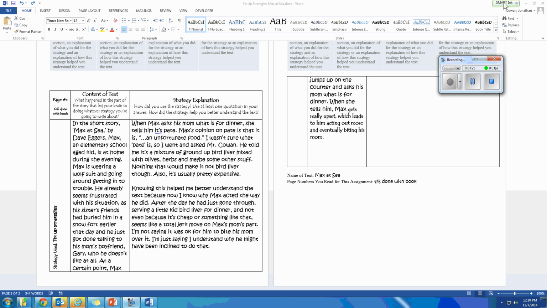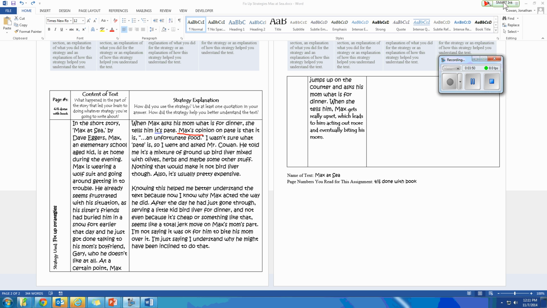So what I want to do is go look up pate and figure out what is that really? Like what is pate? And have that help me understand the text a little bit more. So here's what I wrote. Starting with right here, Max's opinion. Max's opinion on pate is that it is an unfortunate food, which, okay, cool. Lots of kids don't like food.